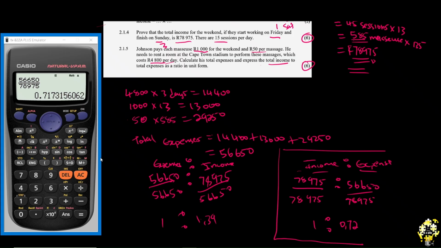The reason why you should use this one, if you go back to my ratios, I'll tell you that you express them exactly how they asked you to express them. So they said express the total income. They started with total income. Therefore, you had to start with total income to total expenses. Therefore, it's total expenses as a unit ratio.